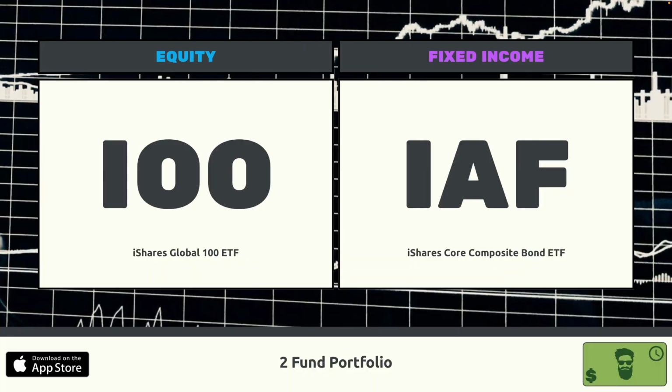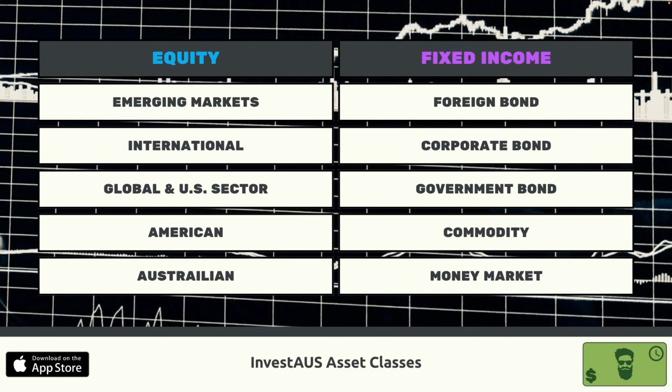With a two-fund portfolio, you can customize it however you want. IOO is your offense, IAF is your defense. You're an 80-20, 80% IOO, 20% IAF. But again, slowly taking the risk out of your portfolio as time goes on just makes sense. It just helps eliminate the sequence of returns risk. But that may be too simple, you say.